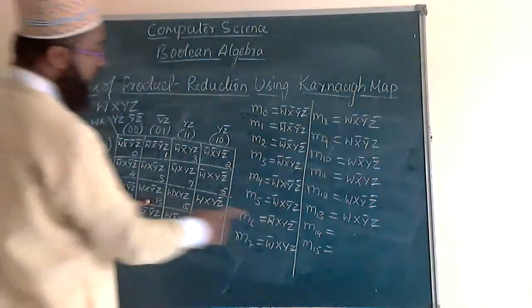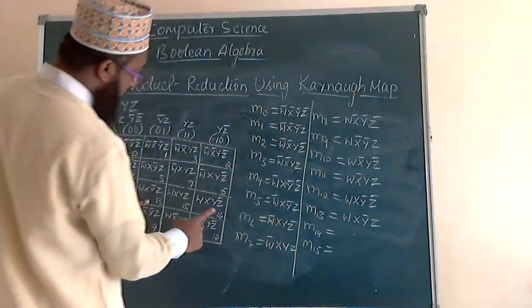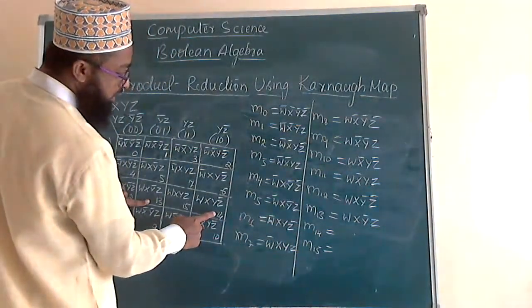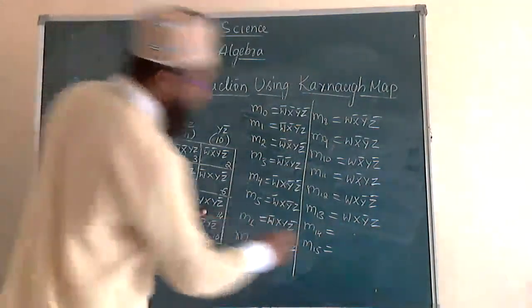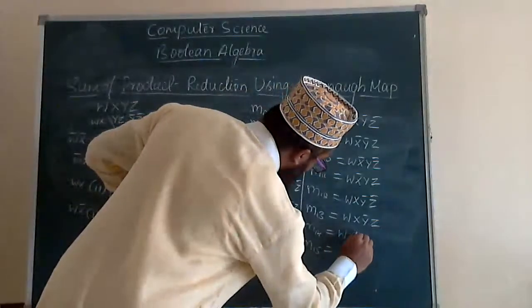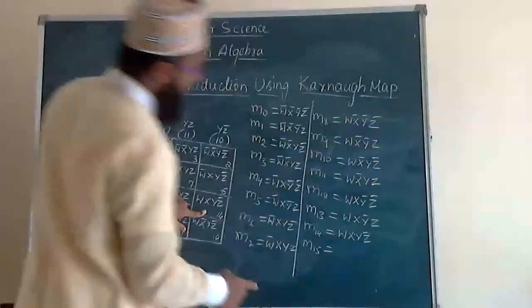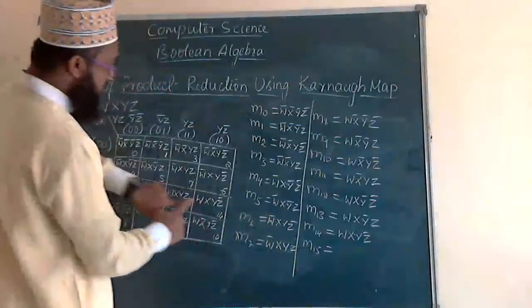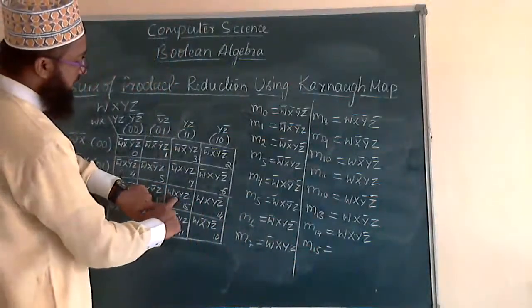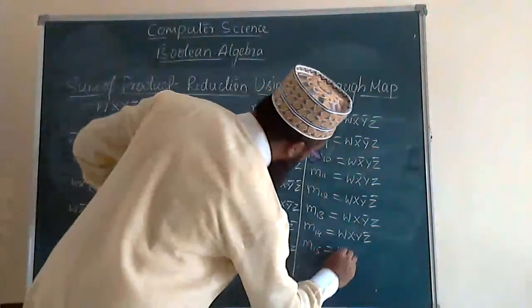Okay. Then after that m14 is there. Where is m14? m14 is here, because 14 number is here: W X Y Z bar. At last m15 is there. 15 is beside 14. Come to here. Then write W X Y Z.